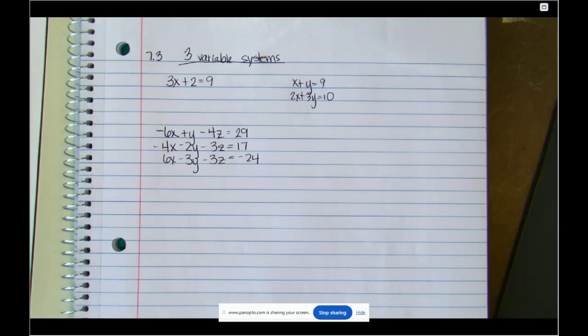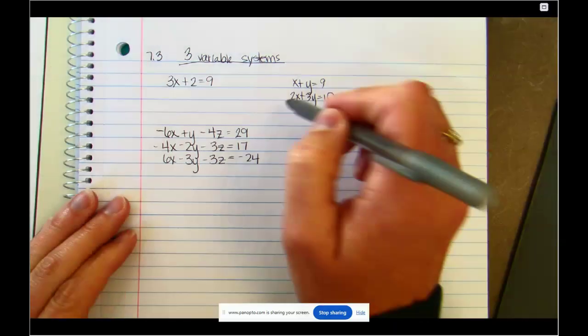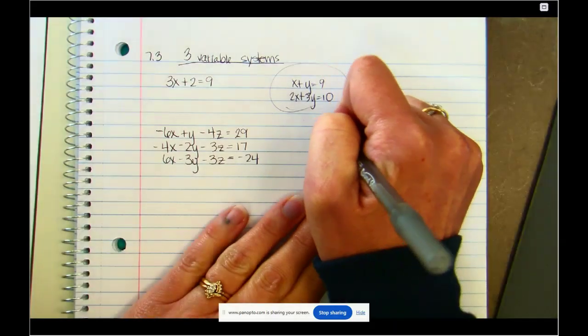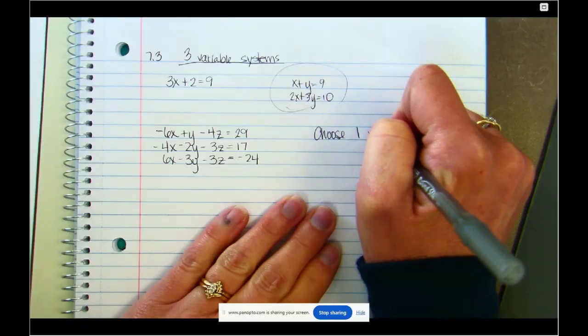Generally speaking, you want to do these with elimination, excuse me, not substitution. Sometimes there will be ones that are ready for substitution, but you probably don't want to do that. If you're going to do this problem, you have to choose one variable to eliminate twice, because I cannot solve this algebraically the way it is. I need to get it to be 2 equations with 2 variables. So you have to choose one variable to eliminate twice.